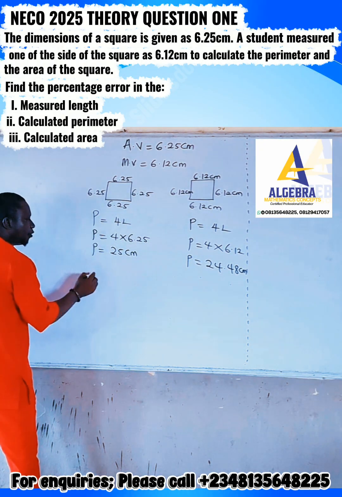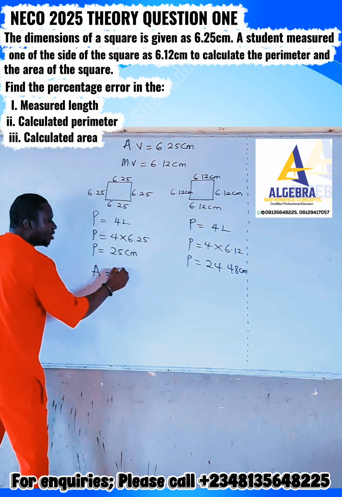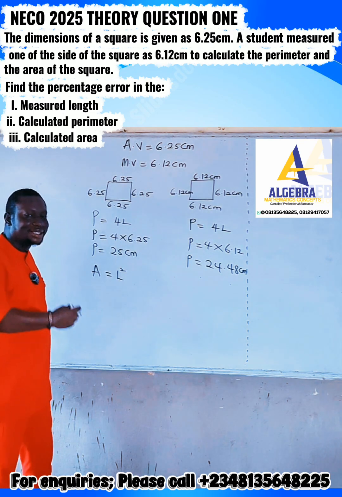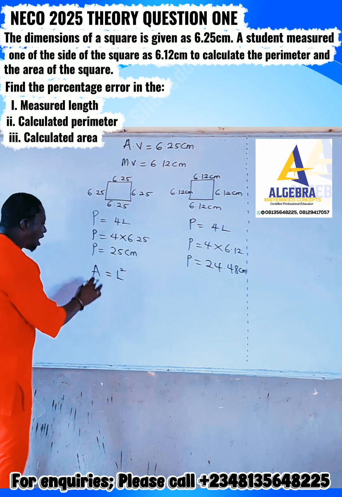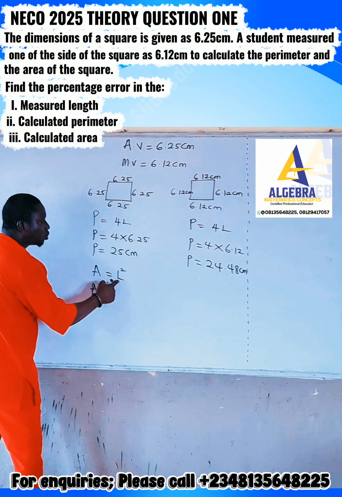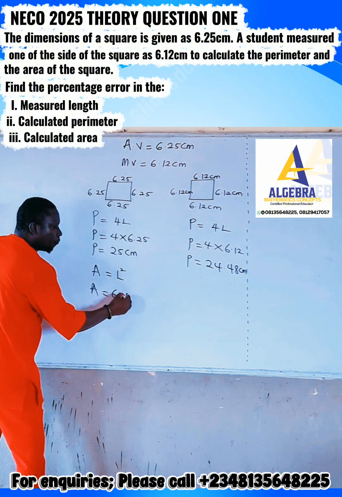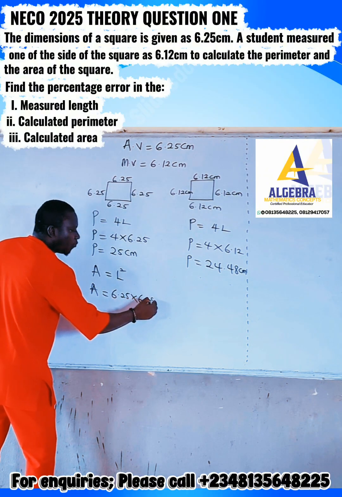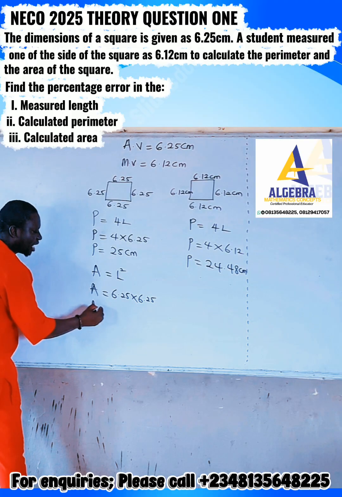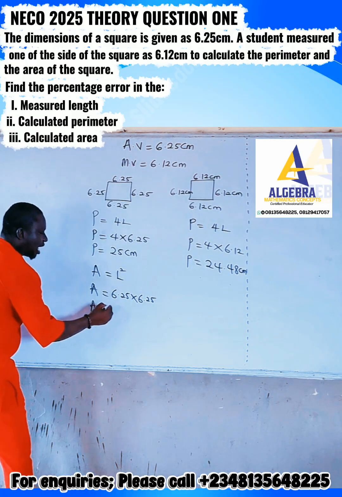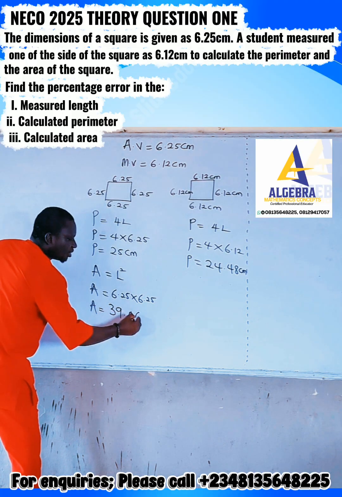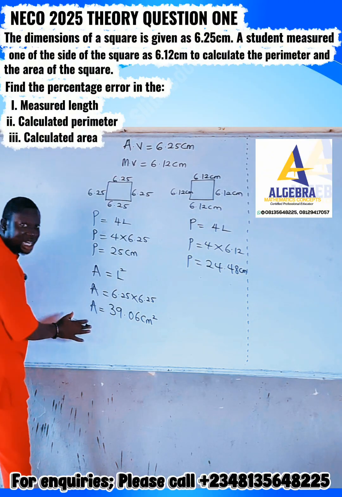The area of a square is L raised to power 2, that is length times length. So area is equal to 6.25 times 6.25. Multiplying this, I have 39.06 centimeter square. That's the area.